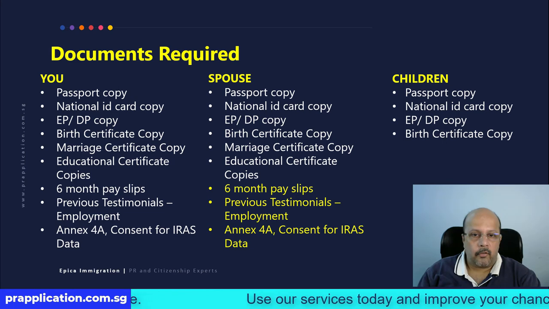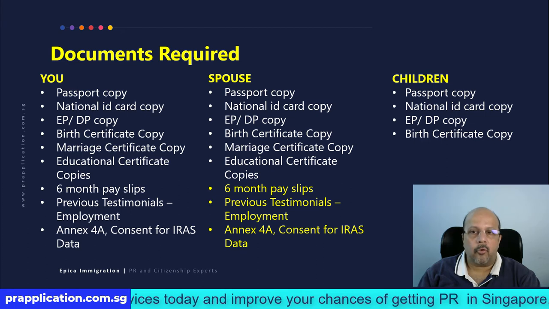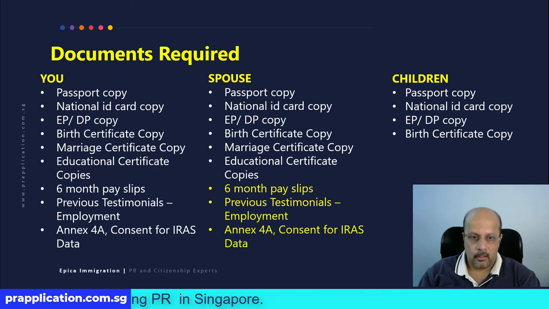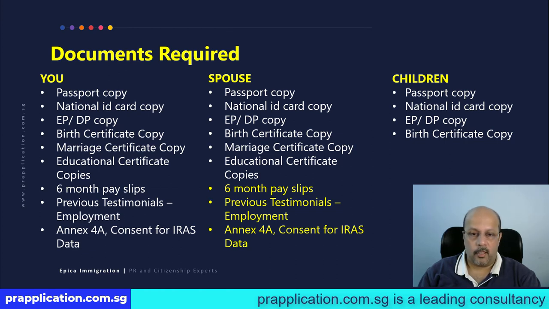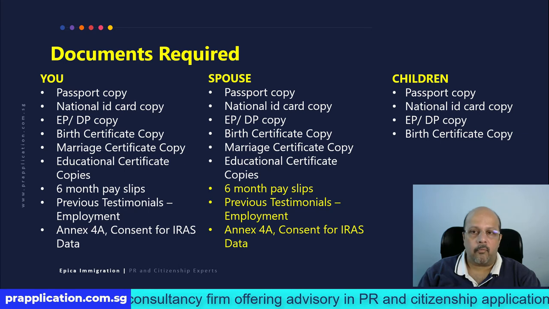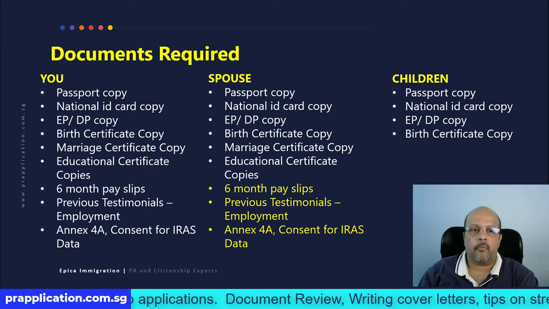Now, these are the documents which are normally required in most cases. However, if your case is complex, then some more documents may be required. For example, if you are filing a PR application for a child from a previous marriage, then your previous marriage certificate and the death certificate or the divorce certificate will be required. Similarly, if you are filing a PR application for an illegitimate child, that is a child born out of wedlock, then you might need to file an affidavit in the embassy of your country and attach it with your PR application. So those documents we can advise you on a case-to-case basis.